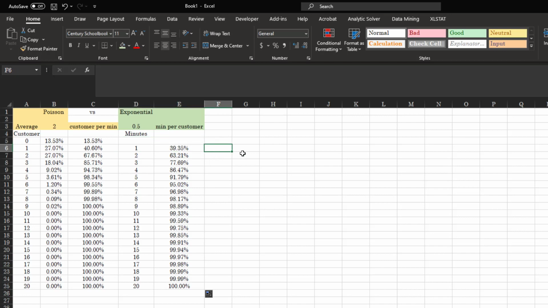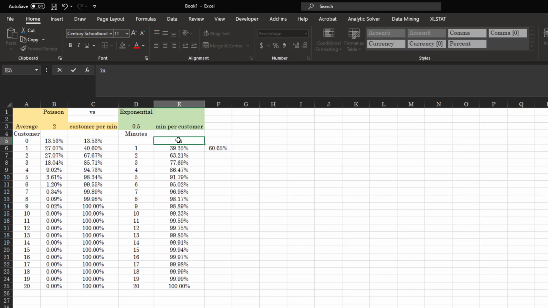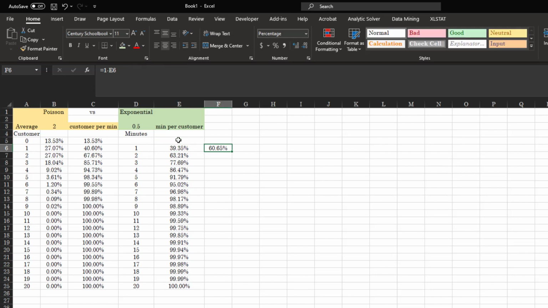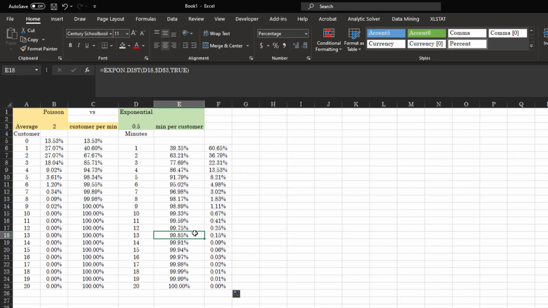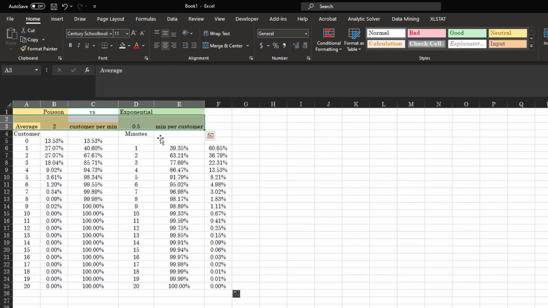The probability of not getting a customer in the first minute is 1 minus this. So it's 60.5%. So the probability of getting a customer in 1 minute or less is 39.5%. More than that is 60%. And then as you're going through, you can see the probabilities on this exponential distribution. So I hope both understood the difference between Poisson and exponential with this example.